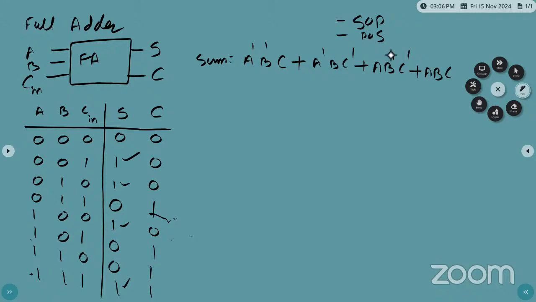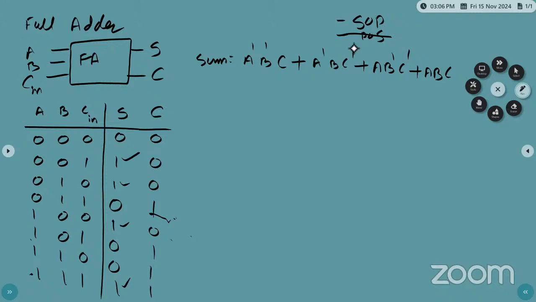This is not required for you. Just remember POS and SOP: sum of products, and POS is product of sums. This is for the OR gates. So this expression is product of sums. Now that is the lengthier expression. Okay, now if you want to minimize, you can minimize.